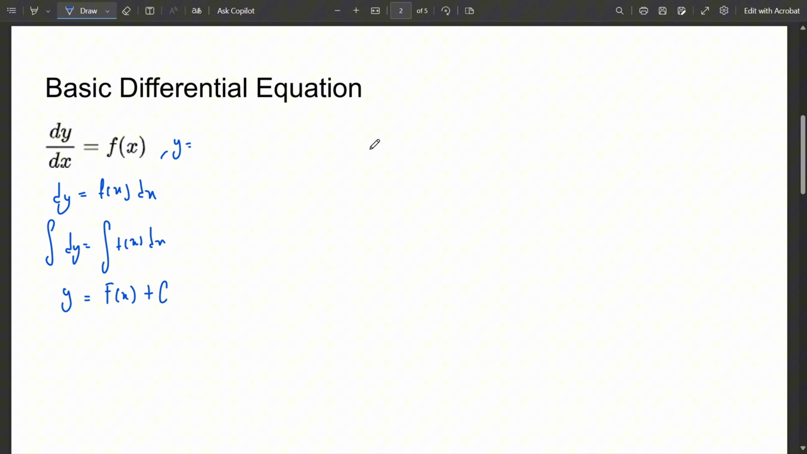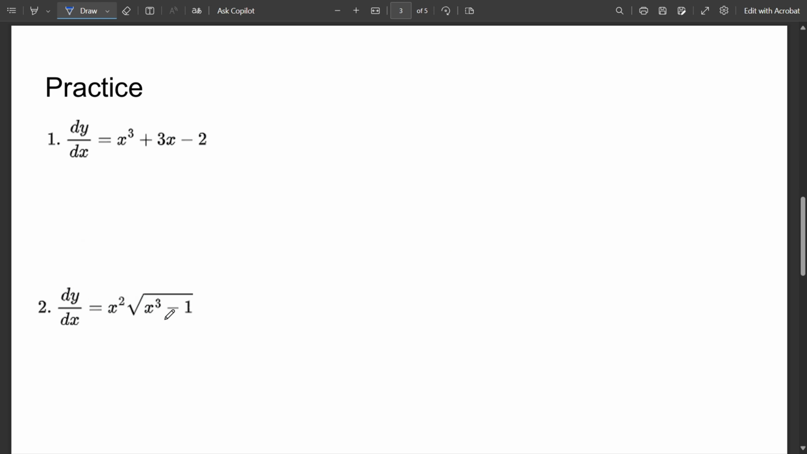So let's say we have y equals x squared plus some constant. It's a family of curves, for example, here and here and here. It just shifts vertically, downwards or upwards. This is the plus c. That's basically it, and let's get to the practice questions.